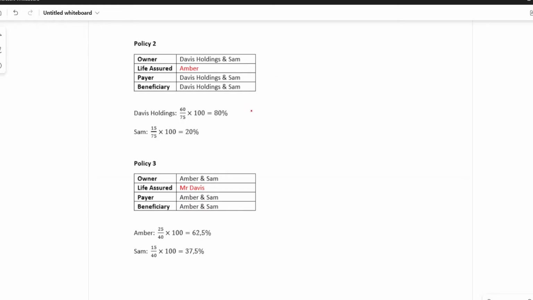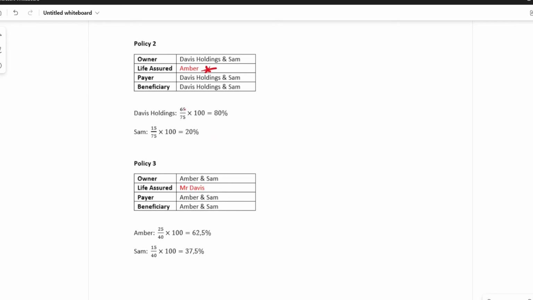So you can look at the second policy. I'm not going to go through it in detail, but now the life assured is Amber. So we know that the Davis Holdings Company, again together with Sam, is going to own that policy, and we're going to have to work out a premium split.